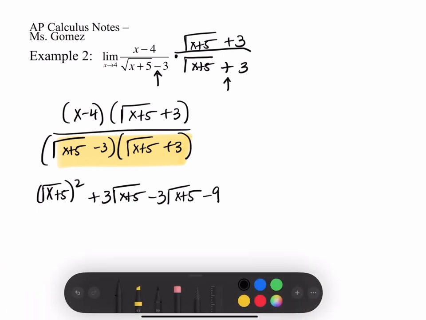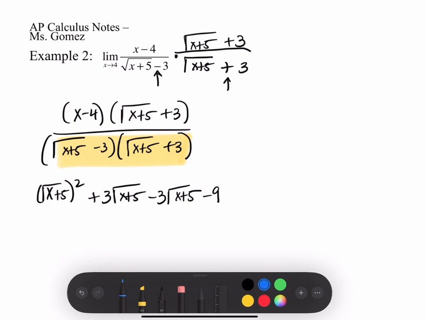Again, I know I'm like a broken record, but if you don't know how to FOIL, you should YouTube it and learn how to FOIL before school starts.